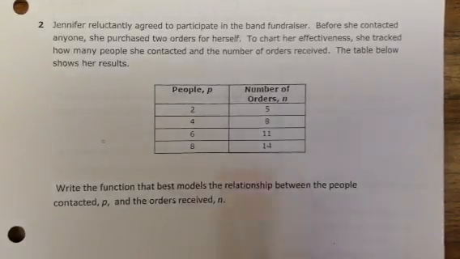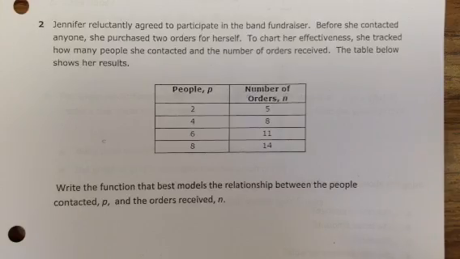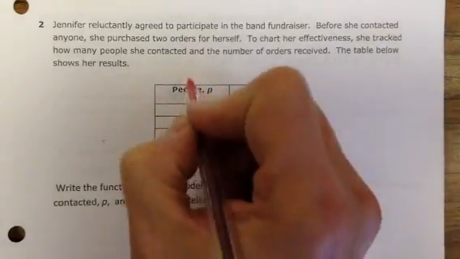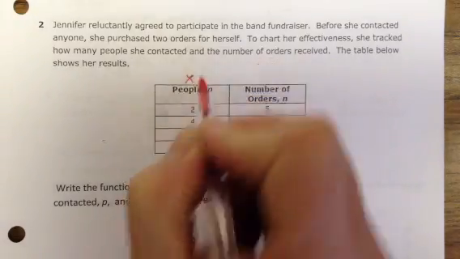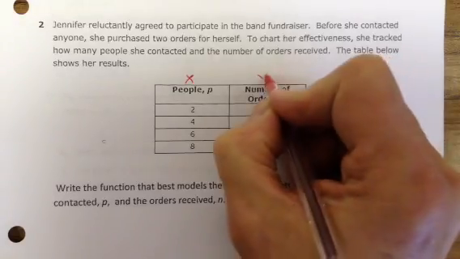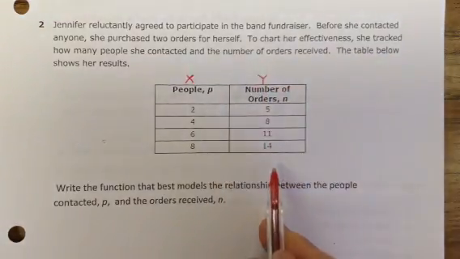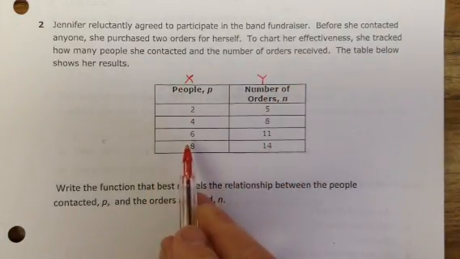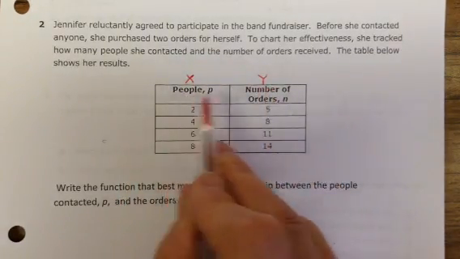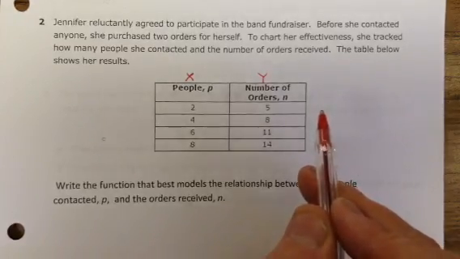Well, let's go ahead and take a look at the change in X and the change in Y. Remember, they may say people right here, but this is really your input column, and it may say number of orders N, but this is really your output. So again, remember, first column input, second column output, X, Y. If they rename it, so be it.